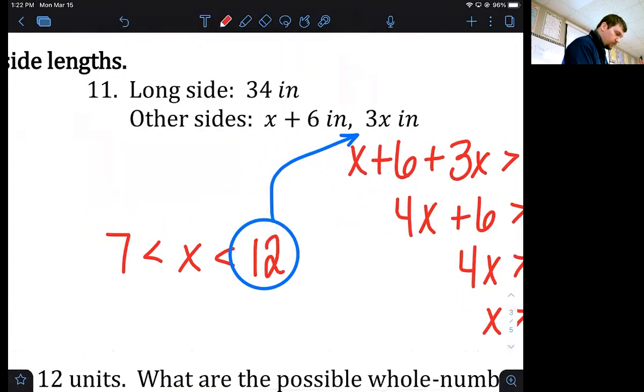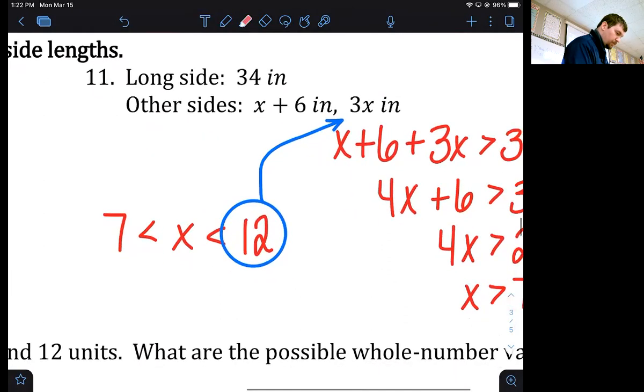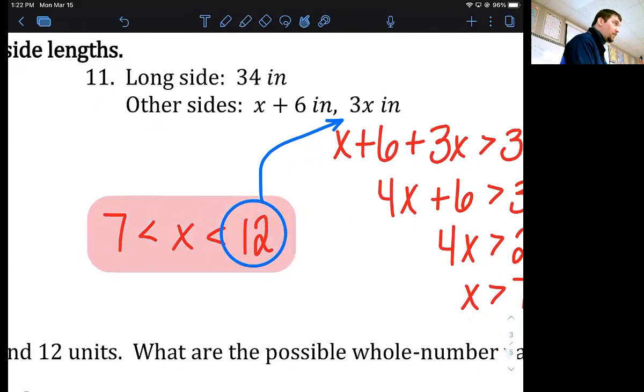I got 34. But what's 3 times 34? It's big, right? Making this side now the long side, which it cannot be. Does that make sense? Yeah, there was an extra layer of trickiness to this one. If you made x 34, just like you did for number 10, that would work if this didn't say 3 times x, because you can't have a 3 times 34 side.